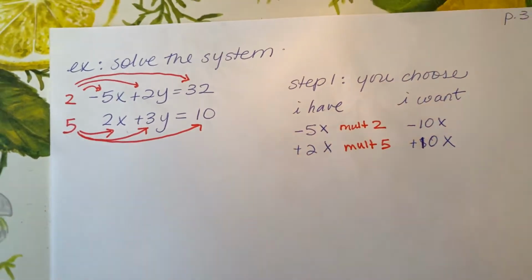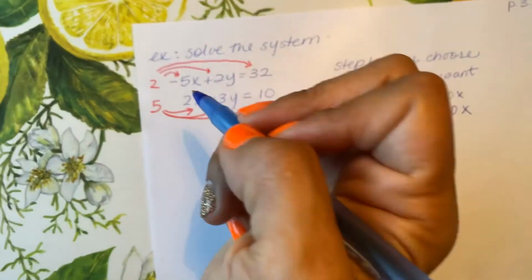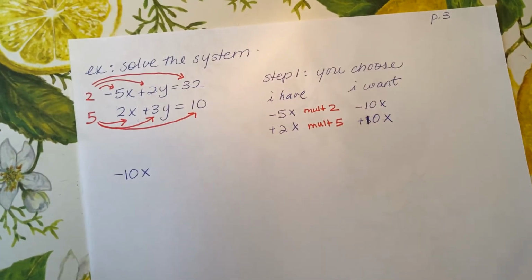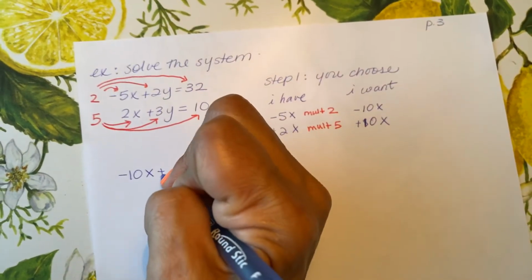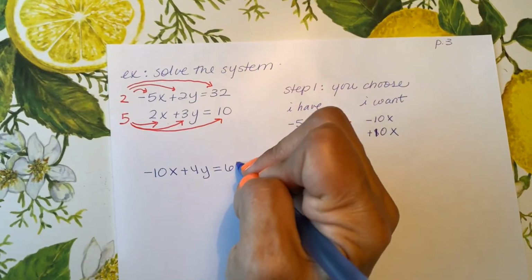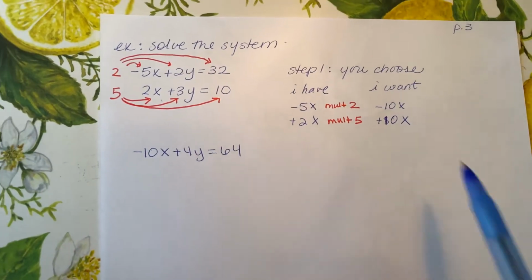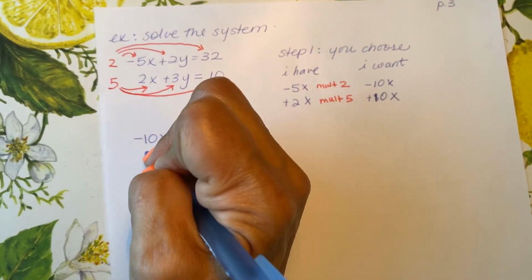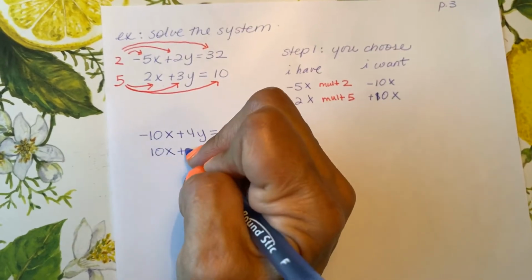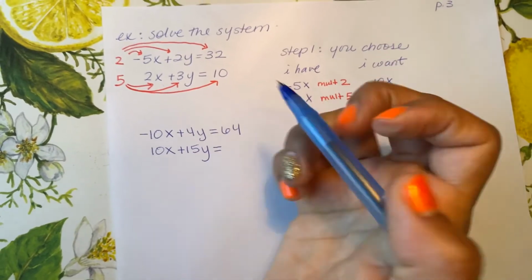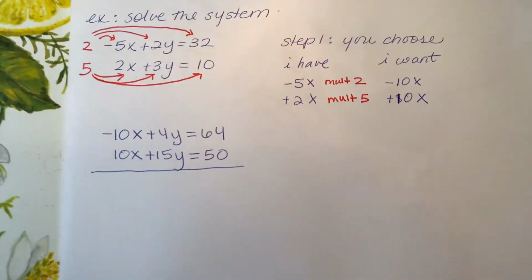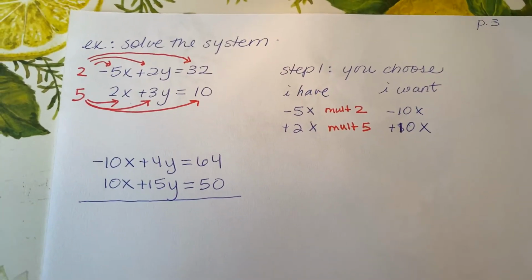So 2 times negative 5 is negative 10x. 2 times 2 is positive 4y. And 2 times 32 is 64. Next, 5 times 2 is positive 10x. 5 times 3 is 15y. And 5 times 10 is positive 50. That was just step 1.